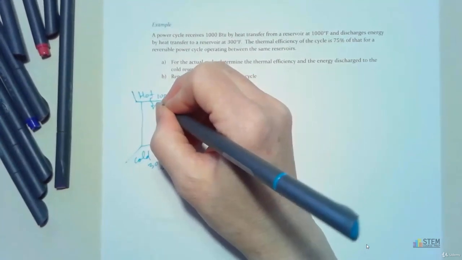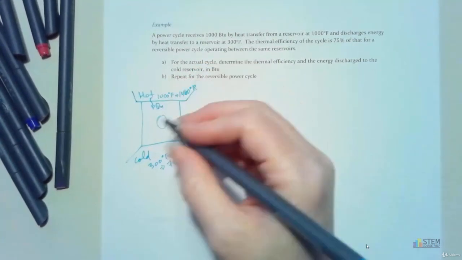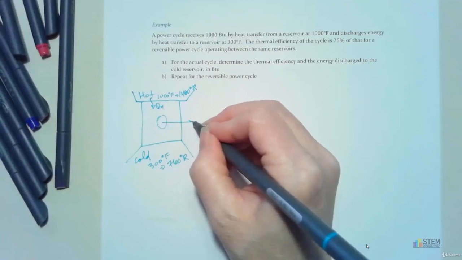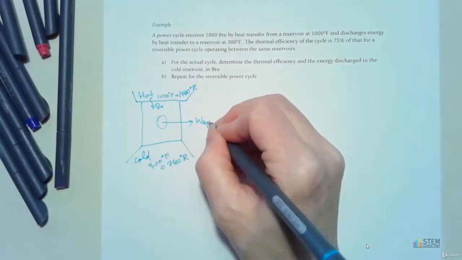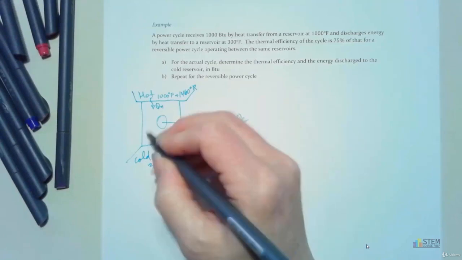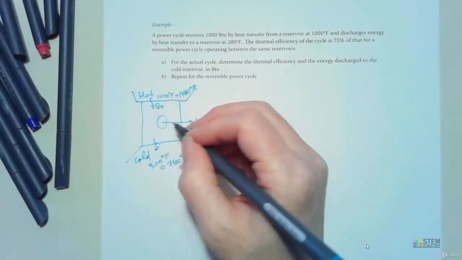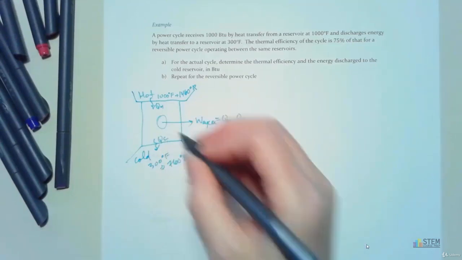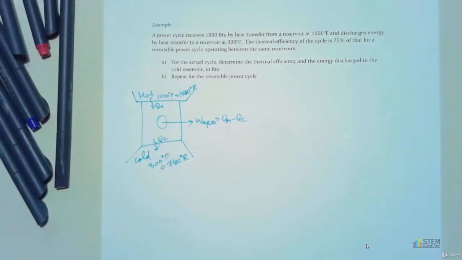Now remember, this is a power cycle, so we've got energy transferred by heat coming from the hot reservoir. That's our QH. And then generating work here, that's QH minus QC. And then for the cold reservoir, we're discharging energy by heat into that cold reservoir. That amount will be QC.